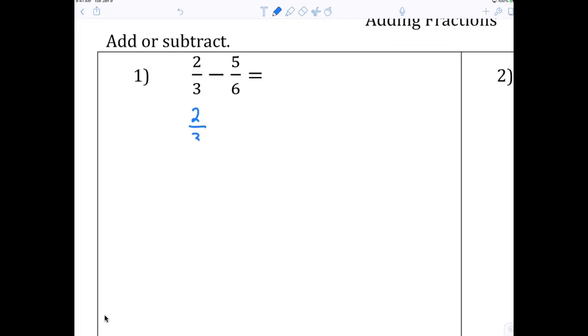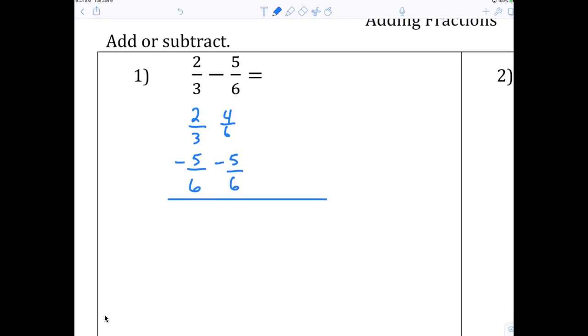2/3 minus 5/6. Now notice I like to write vertical. It's much easier to see. So my feeling is you should try to do that. If you have to write the other way, I'm okay as long as you get the right answer, but I still want you to show me your work. So when you add or subtract these, you need a common denominator. So we're going to get 4/6 minus 5/6.